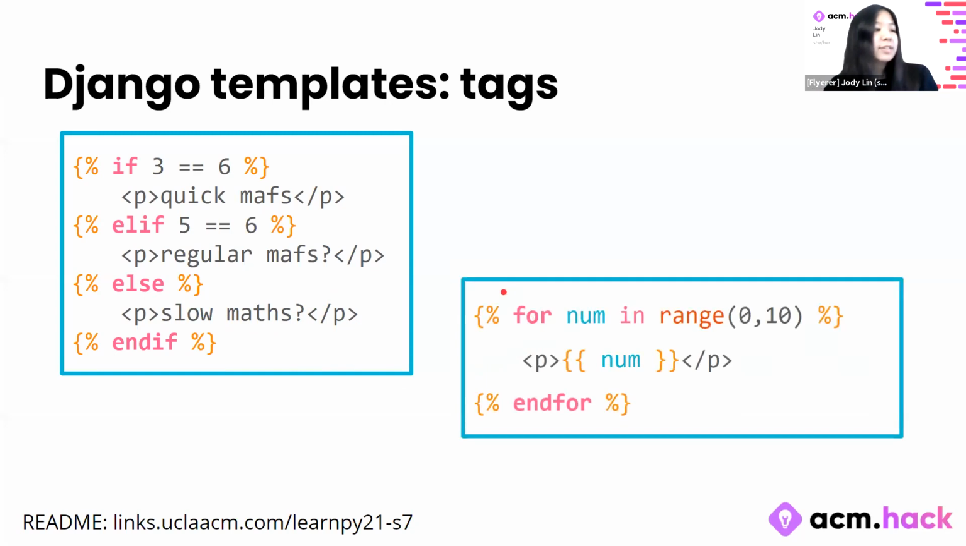Another cool thing is a for loop. So it looks just like a Python for loop, except there's no colons. And like I said, there's a curly brace, percent sign, and then an end for.